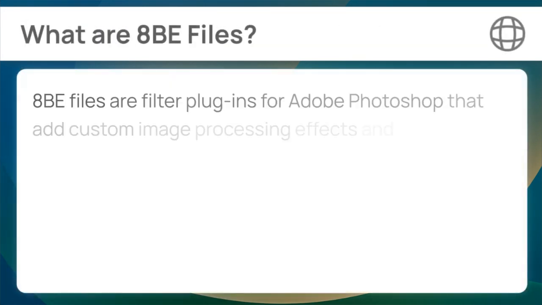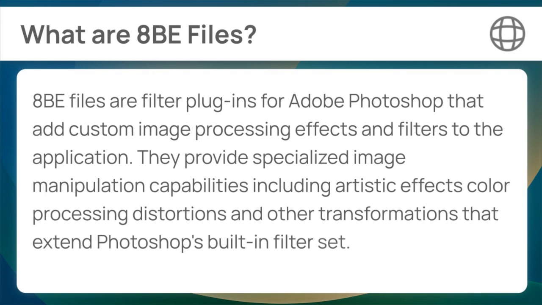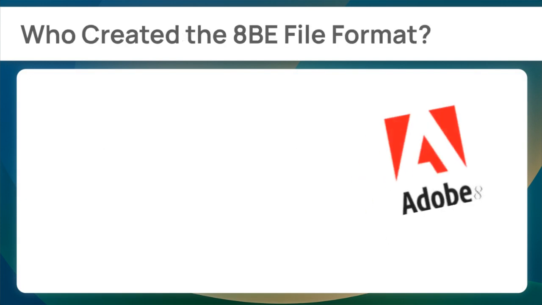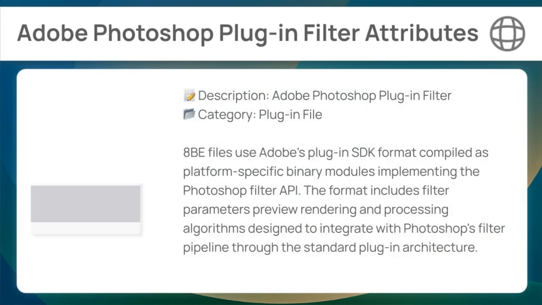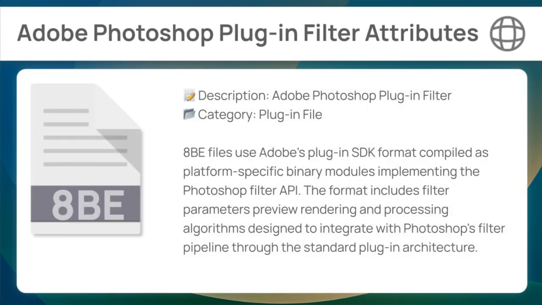8BE files are filter plugins for Adobe Photoshop that add custom image processing effects and filters to the application. They provide specialized image manipulation capabilities, including artistic effects, color processing, distortions, and other transformations that extend Photoshop's built-in filter set. 8BE files use Adobe's plugin SDK format, compiled as platform-specific binary modules implementing the Photoshop Filter API.